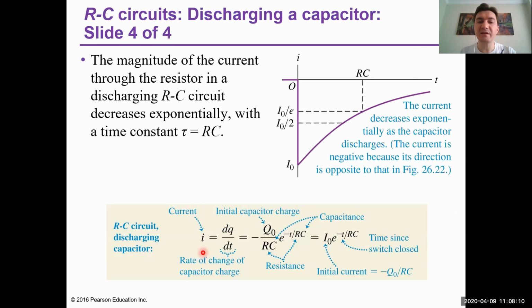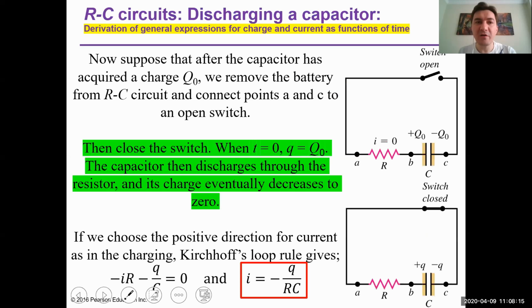Okay, let me calculate that current and that Q for the discharging case. Now suppose that after the capacitor has acquired a charge Q0, fully charged, we remove the battery from the RC circuit, and here we have an open switch. Then close the switch. When the time is 0, Q on the capacitor is Q0. The capacitor then discharges through the resistor, and its charge eventually decreases to 0. So this charge here will go to 0, okay? And the current on the resistor will also go to 0.